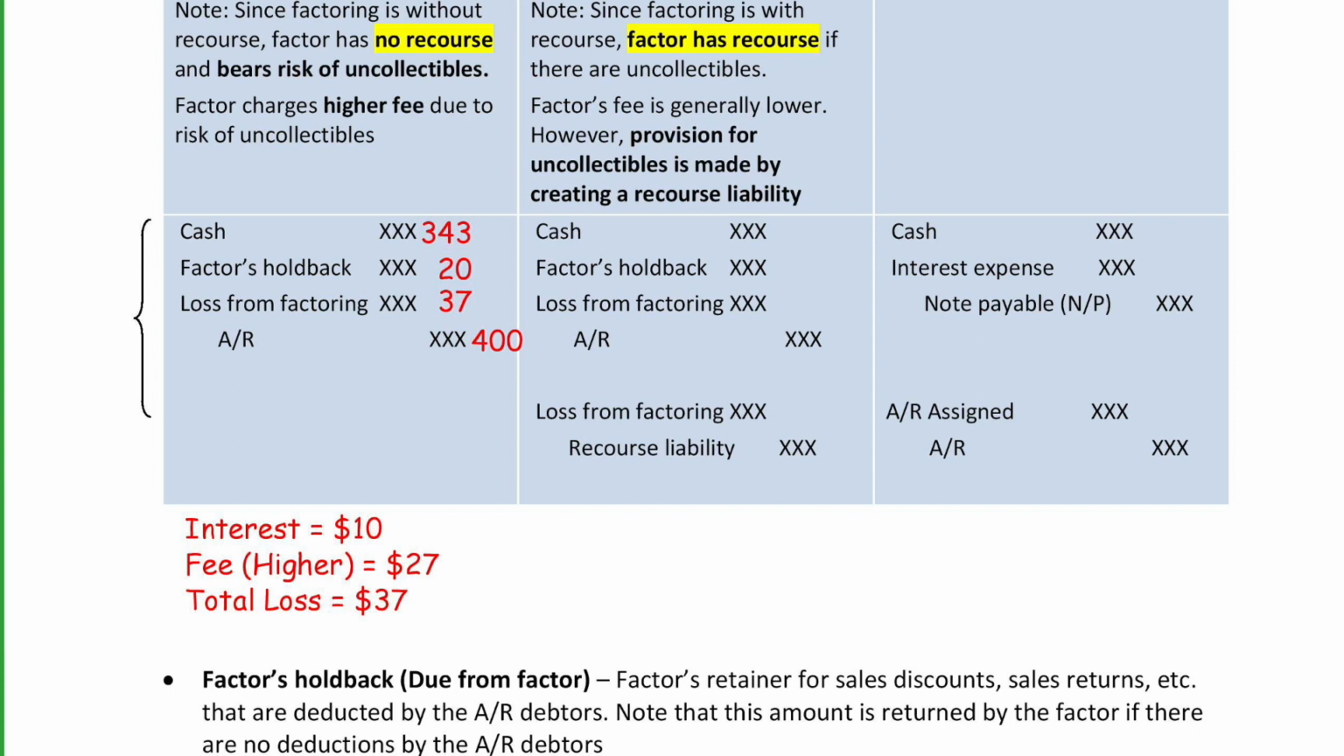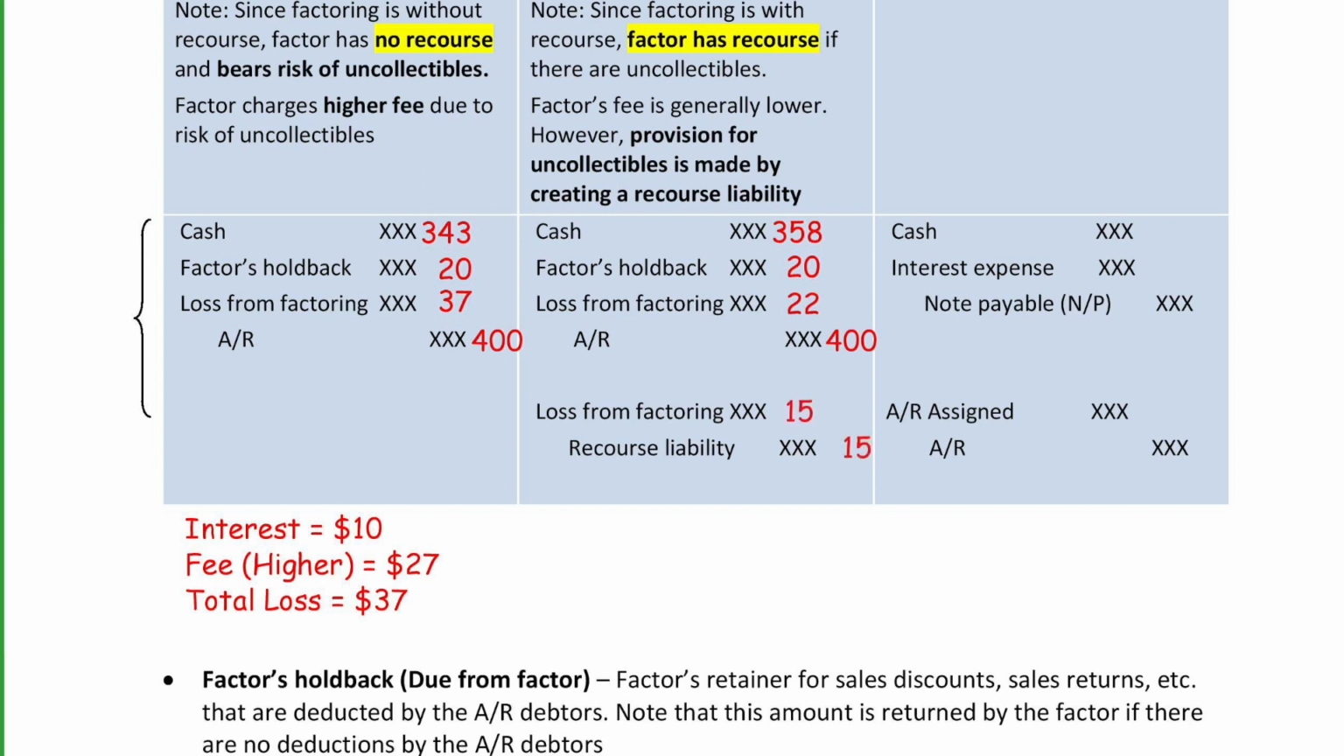Now looking at the journal entry for factoring with recourse, cash comes in, right, 358. Factors holdback, that is 20. Loss from factoring, that's 22. Accounts receivable going off the books, right, 400. Now, since the factor has recourse, the transferor now builds up a recourse liability. So the next journal entry there, loss from factoring, right, 15. Recourse liability, that's again 15.